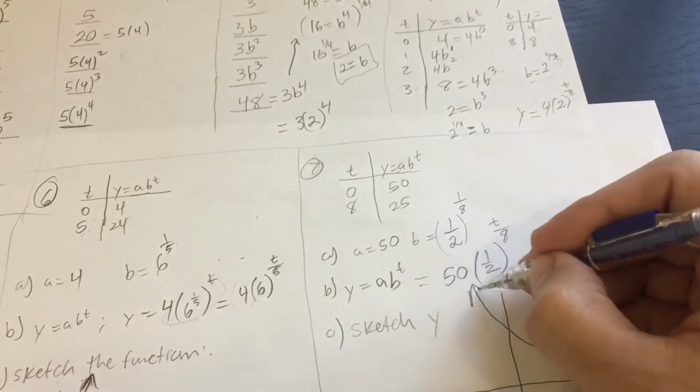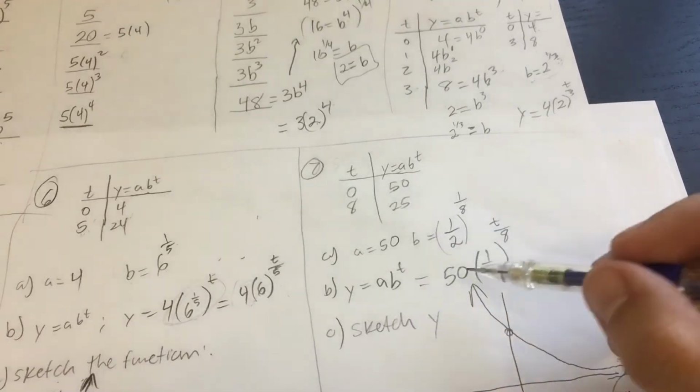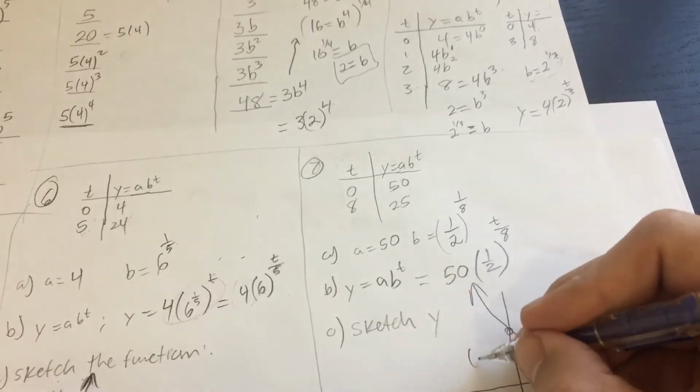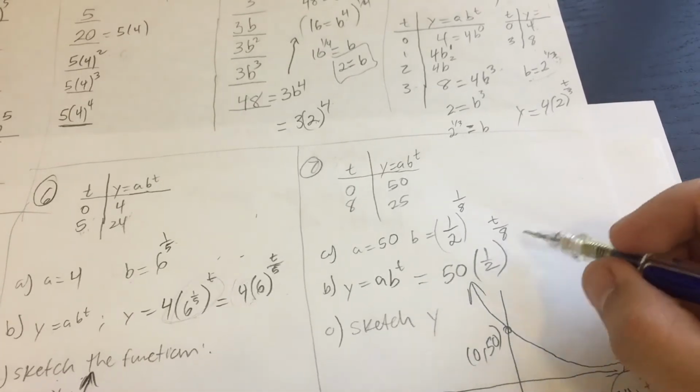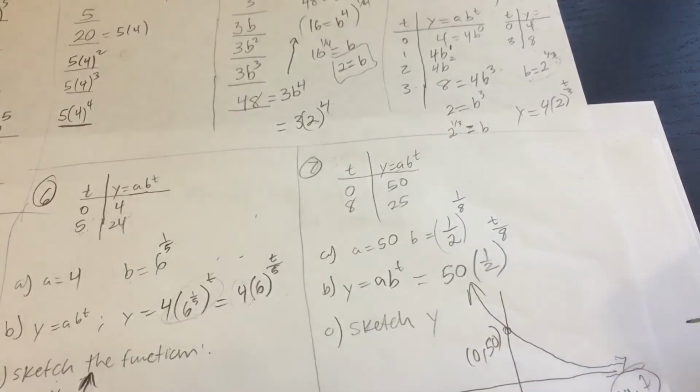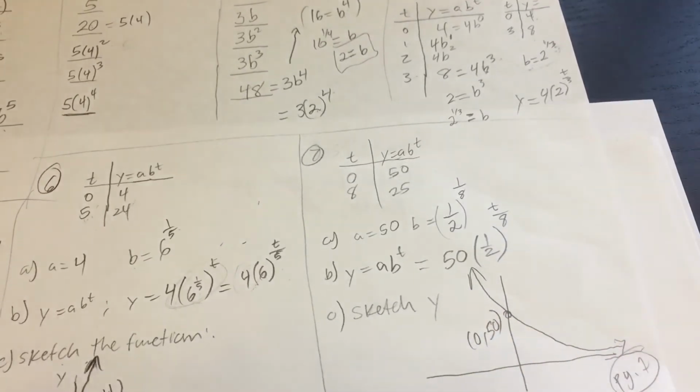Alright, and remember that originally it would be 0, 1, but this one's got a vertical stretch of 50. And again, this is just a horizontal stretch by 8, so it's very hard to notice on the graph anyway.